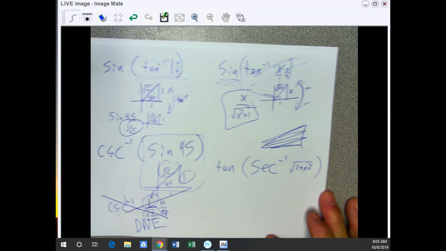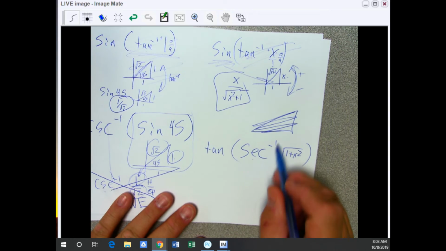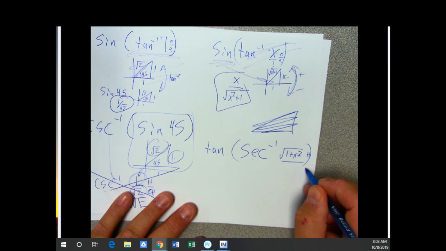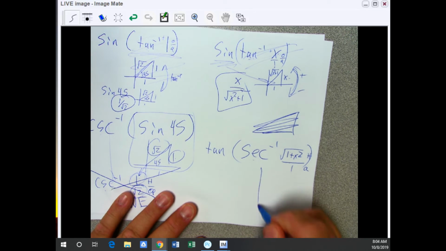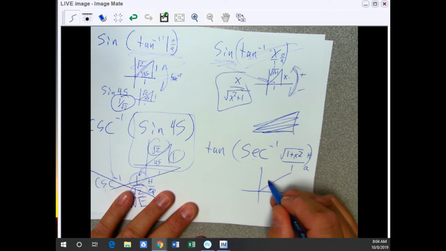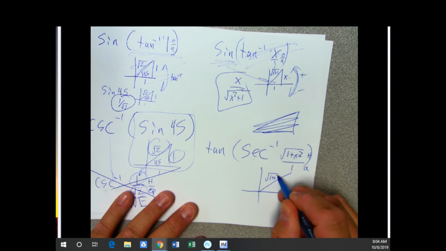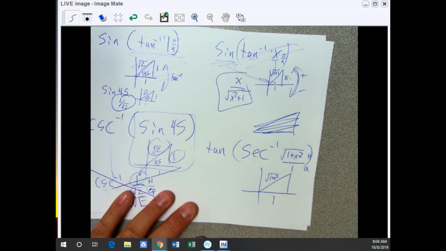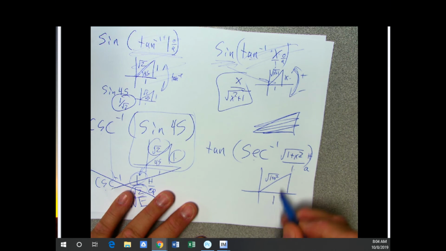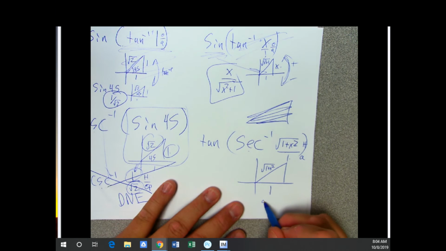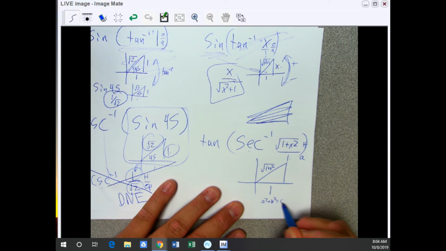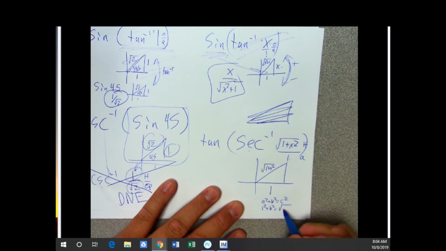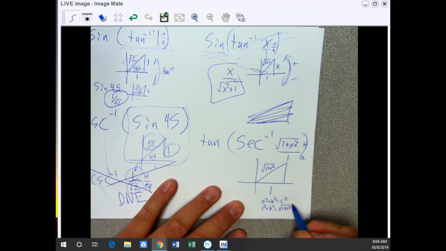Okay, let's move over here. We have secant inverse of this. Well, secant inverse. So that's going to be hypotenuse over adjacent. So let's draw the picture. Hypotenuse, square root of 1 plus x squared. Now, in this case, adjacent is 1, which makes sense because if I have this, a squared plus b squared equals c squared. So 1 squared plus b squared equals the square root of 1 plus x squared.